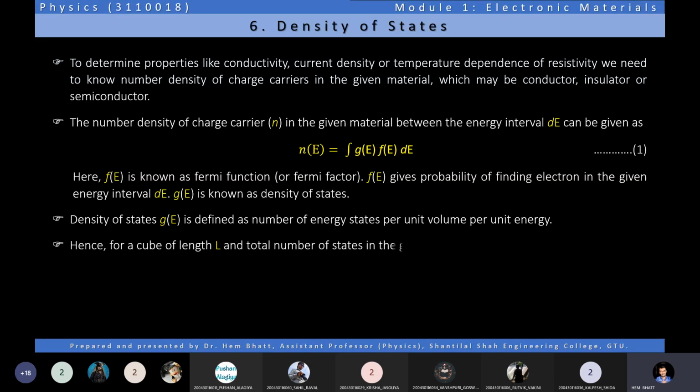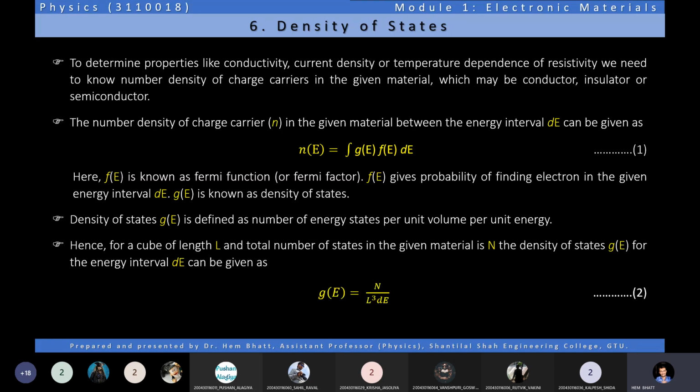એટલે જો તમે L length નો ક્યુબ લ્યો અને ટોટલ સ્ટેટ્સ n હોય, તો g of e માટે આવું ઇક્વેશન આપણે લખી શકીએ. g of e is n upon L cube dE. That is second equation. Take screenshot. આ તમારો આન્સરનો પહેલો પાર્ટ છે. Take screenshot. Write down all these things in your lecture notes later on.